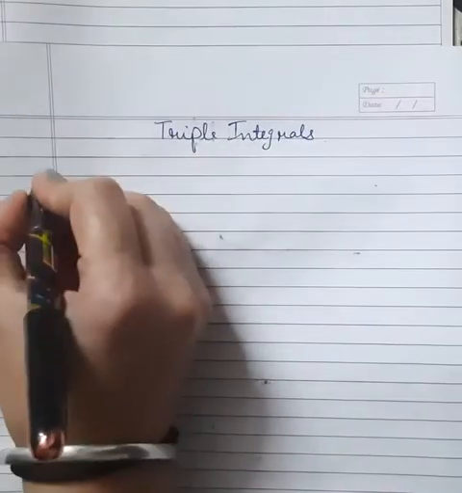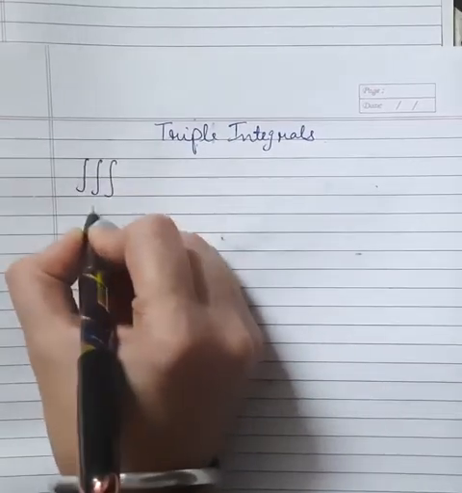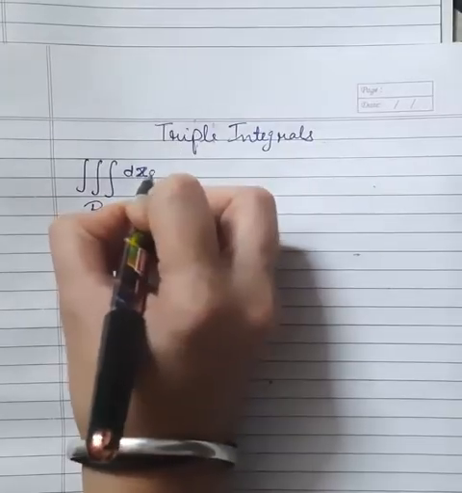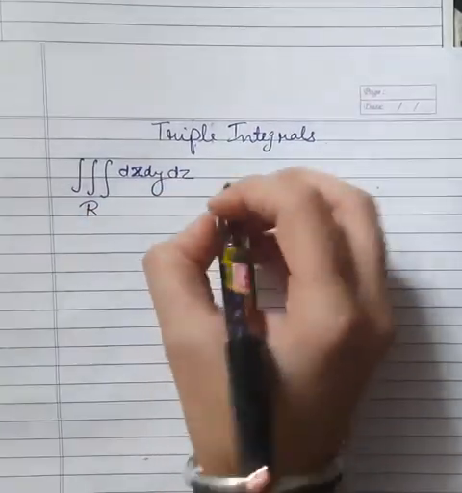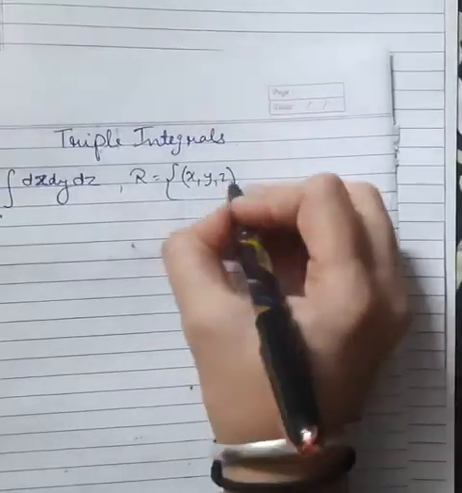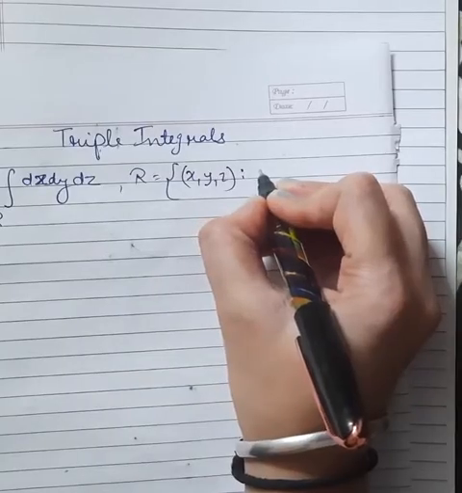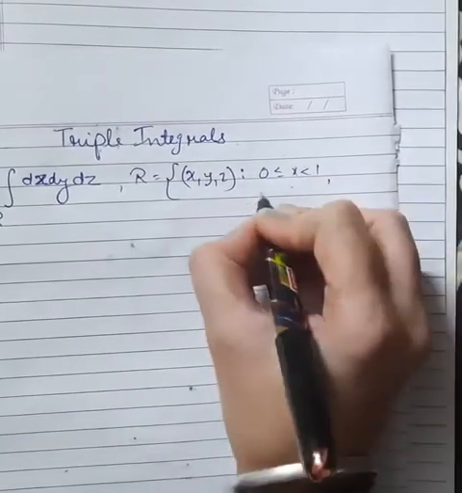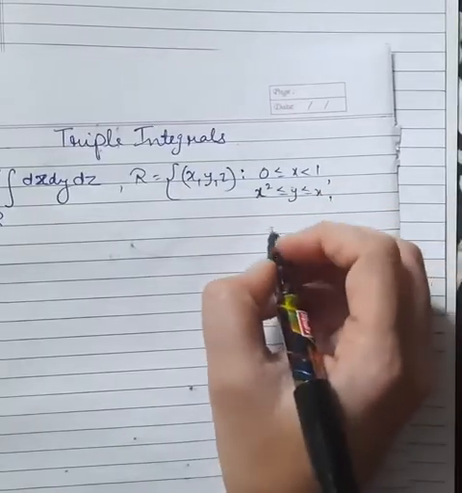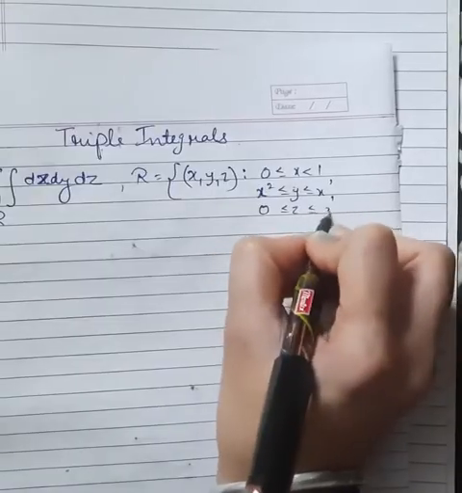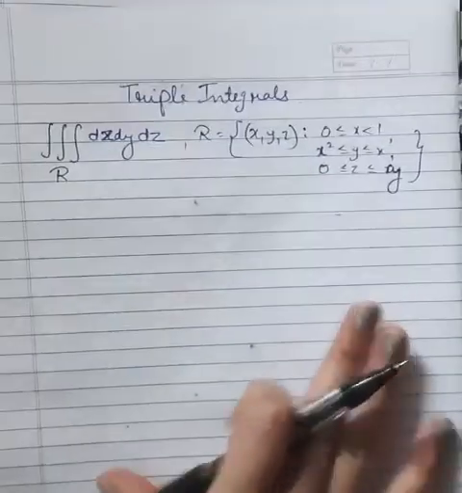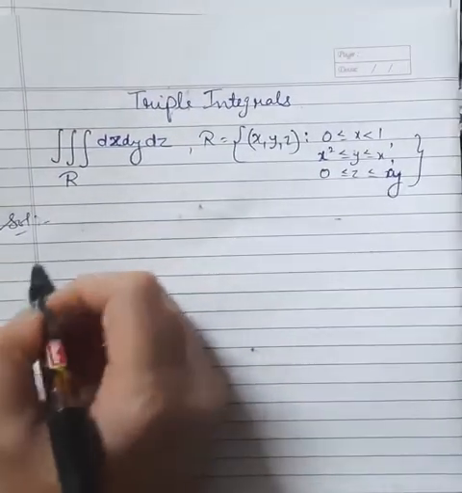Let's have a look at an example of the first type: you have to solve the triple integral over the region R. This is triple integral dx, dy, dz, where region R is defined as x, y, z. The limit of x is from 0 to 1, y goes from x square to x, and for z it's from 0 to xy. So this is the information given to us. Let's begin with the solution.